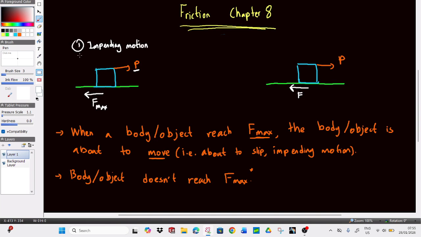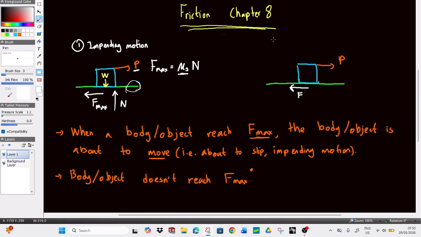In this case, we have your normal force N, and this is your weight, which I didn't draw earlier, but let's just write it as W. Your F max is simply equal to μs times N. Your μs is dependent on the surface itself, on this grassy surface. So that's the first case.